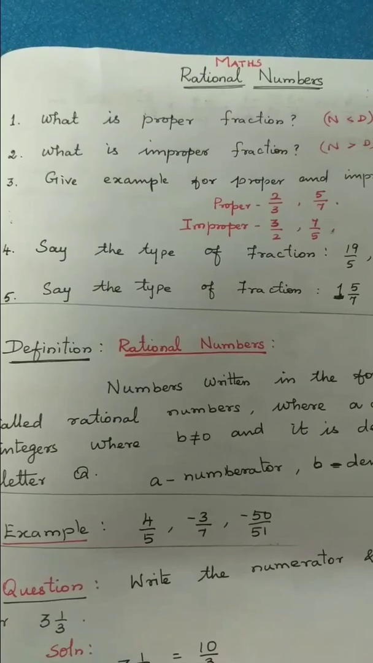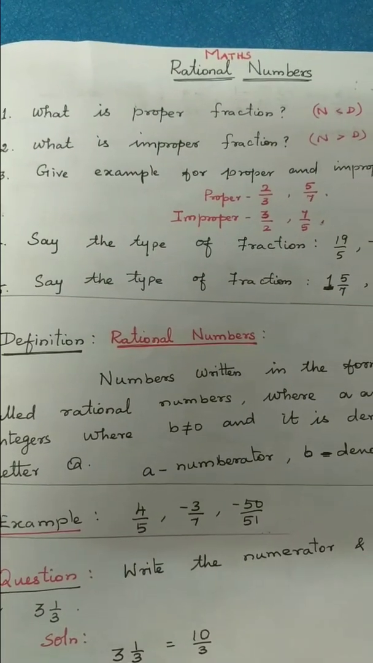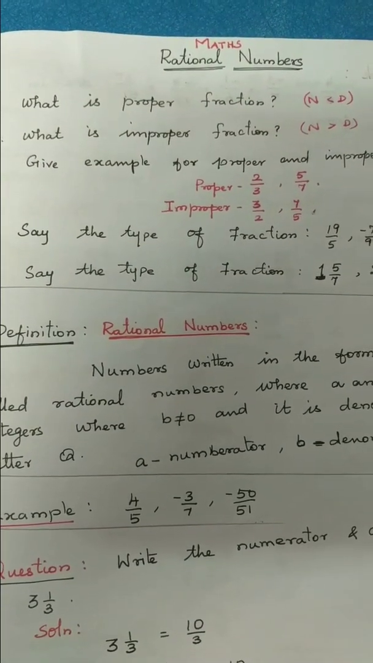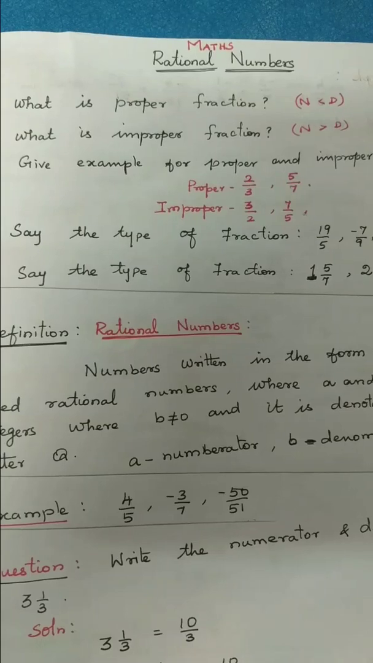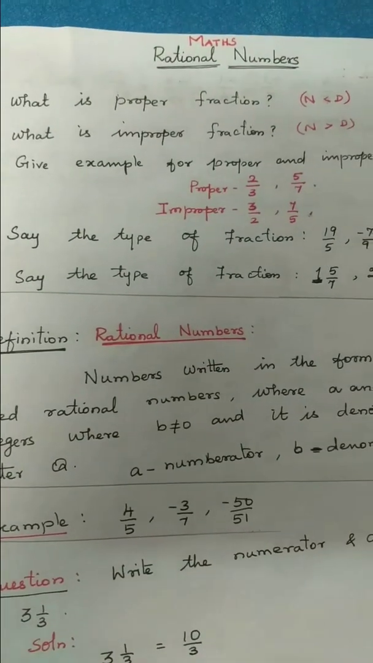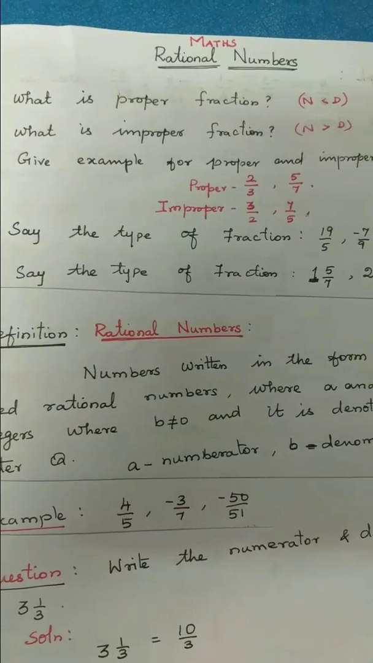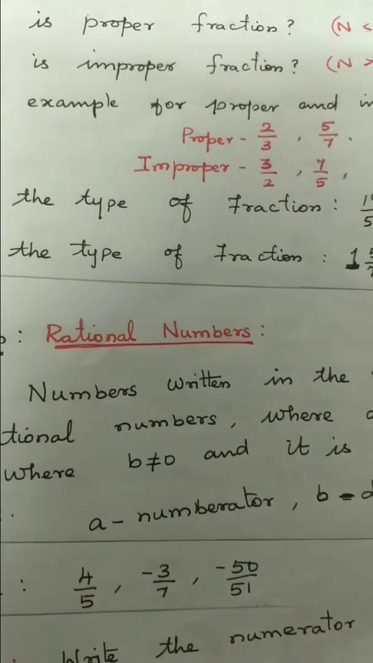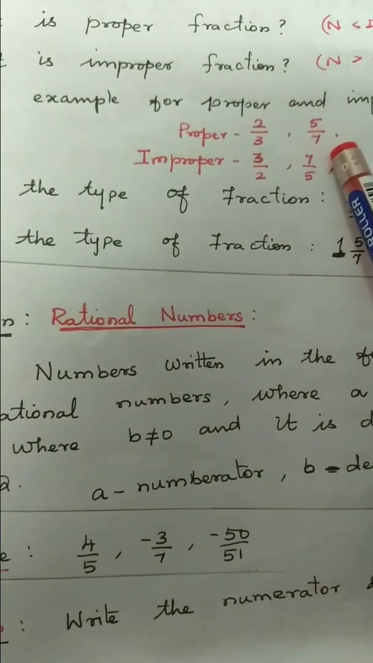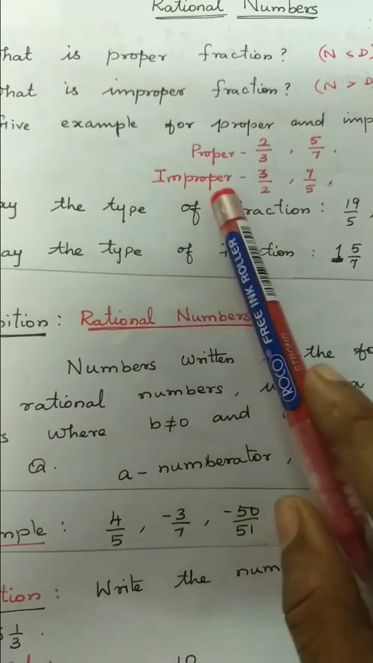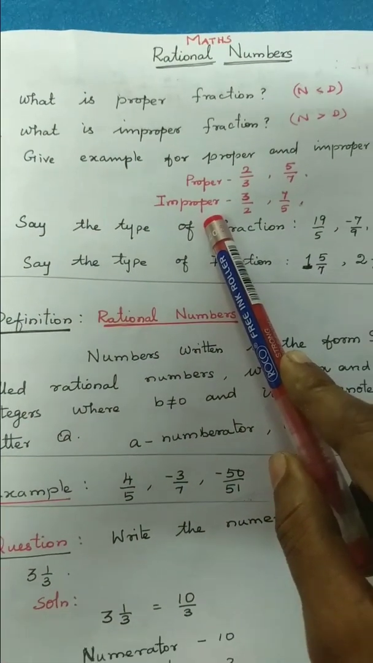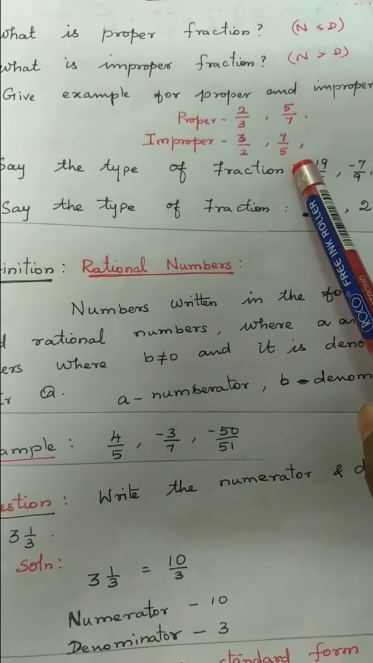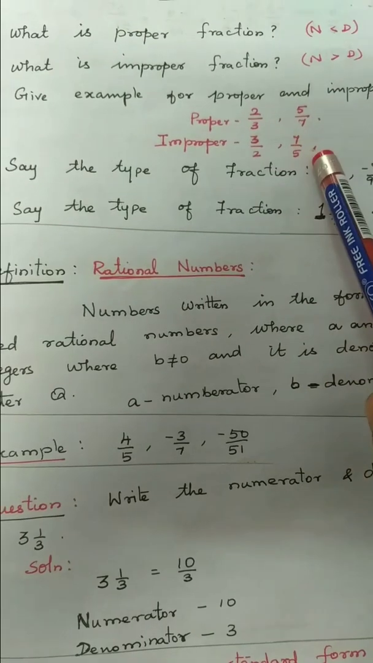What is meant by improper fraction? The numerator is greater than denominator. Then give some examples for proper fraction and improper fraction. Yes, 2 by 3, 5 by 7. These two are proper fraction. Then improper fraction: 3 by 2 and 7 by 5. Okay, these two are the improper fraction.